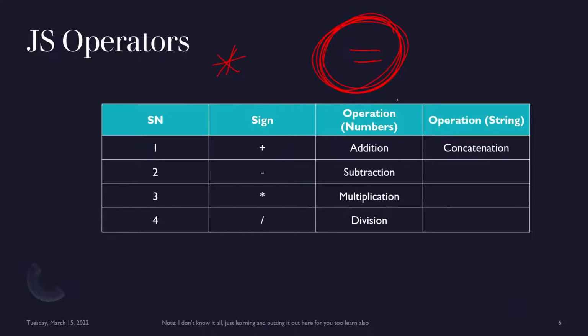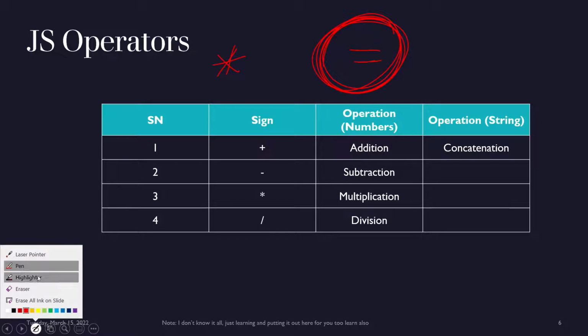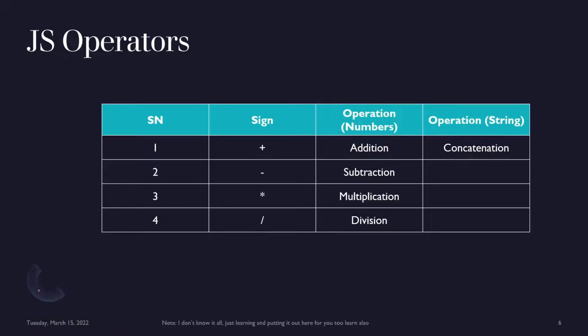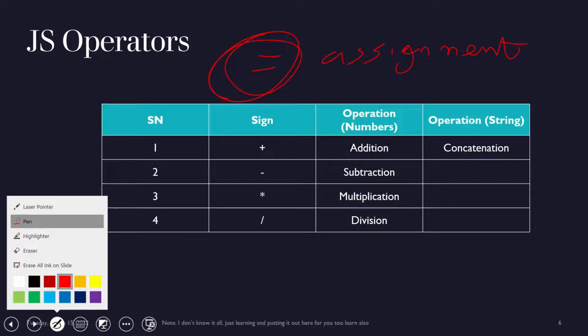It is called the assignment operator. I think I should write it. So this is the assignment operator. You use it to assign values to variables.